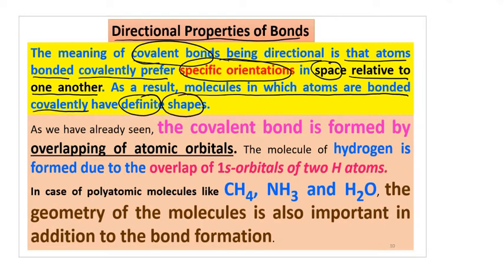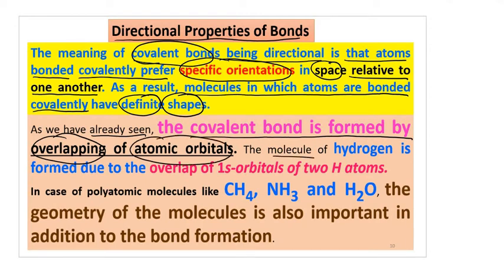Is it clear? Whenever a covalent molecule is formed, it will have some directional properties, and that directional property is nothing but that the bonded atoms will be preferring specific orientations. As we have already seen, the covalent bond is formed by overlapping of atomic orbitals, right?